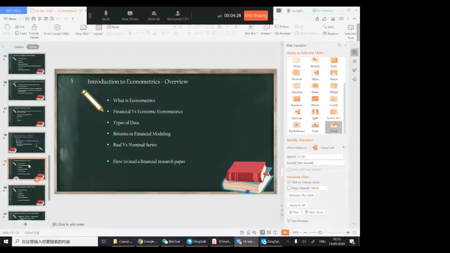Then we talked about how to develop that relationship into a real form to find out some implications of that relationship. Then we looked into the difference between financial and economic econometrics. The basic and very important key difference between financial and economic econometrics is data.